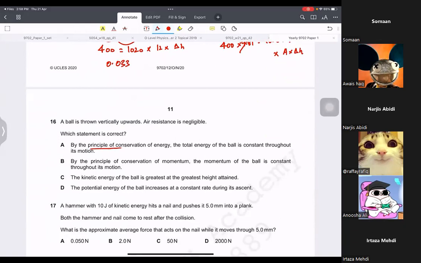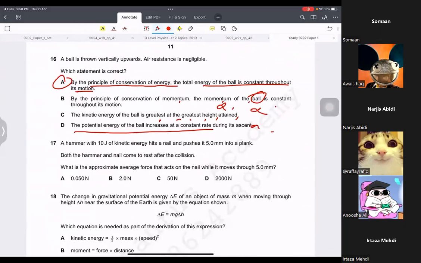Which statement is correct? Total energy of the ball. Well, this is correct. Total energy should be the same. But principal component momentum of ball. The ball's momentum doesn't remain constant, the system's does. Kinetic energy of the ball is greatest at the greatest height attained. That's wrong. Potential energy constant rate. That's wrong. It changes with other factors as well.